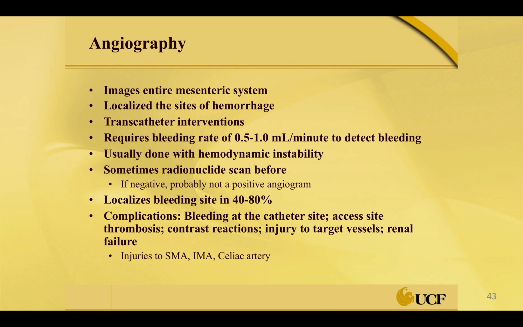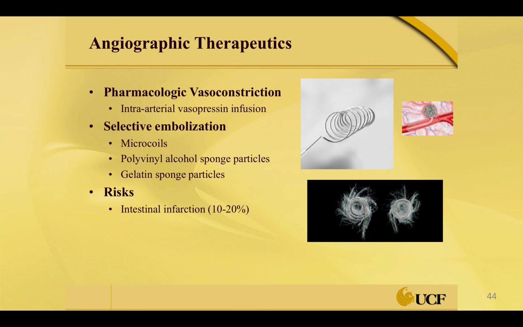You have bleeding at the catheter site, access site thrombosis, contrast reaction, injury to target vessels, even renal failure due to the contrast. The most common injuries are to the superior mesenteric artery, the inferior mesenteric artery, and the celiac artery. So it's not a very benign intervention. It requires really highly trained interventional radiologists to perform this.